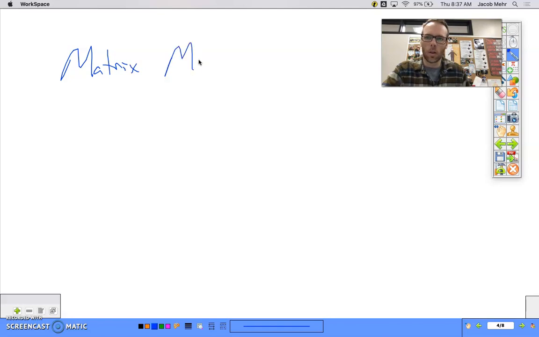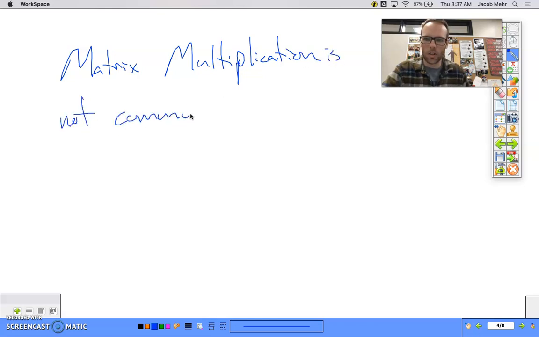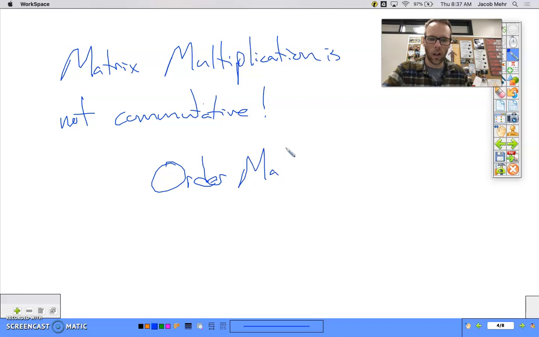Matrix multiplication is not commutative. In other words, order matters. The order that we multiply the matrices really does matter.